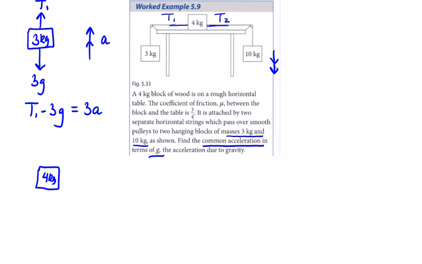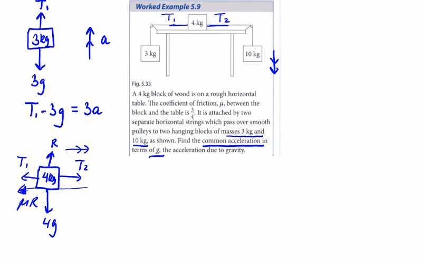The 4 kg block has the table involved, so I better draw the table here. Try and get a straight line for the table. So it's moving in this direction. So this is mu R going back in this direction. We have the reaction force here. We have 4G going along here. We have two strings. We have T1. We have T2.